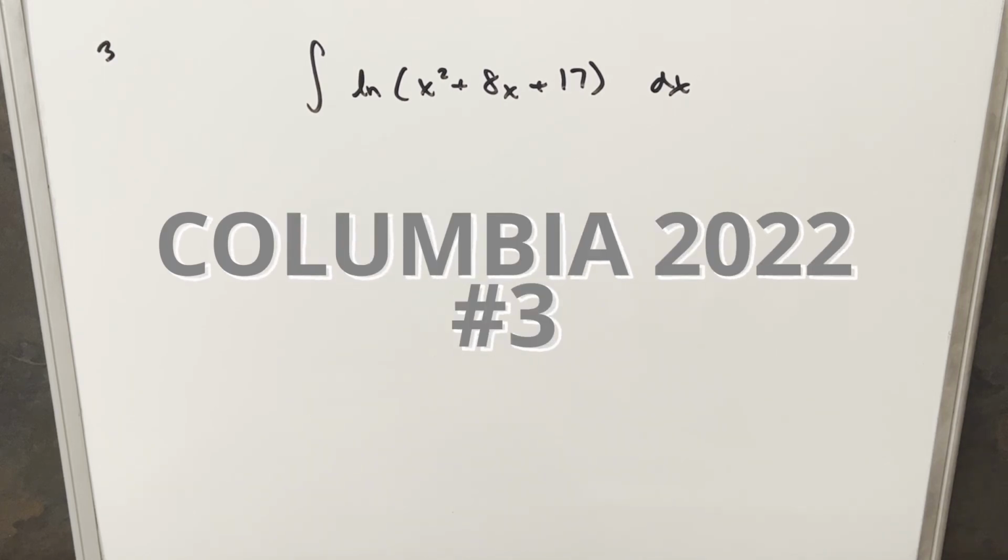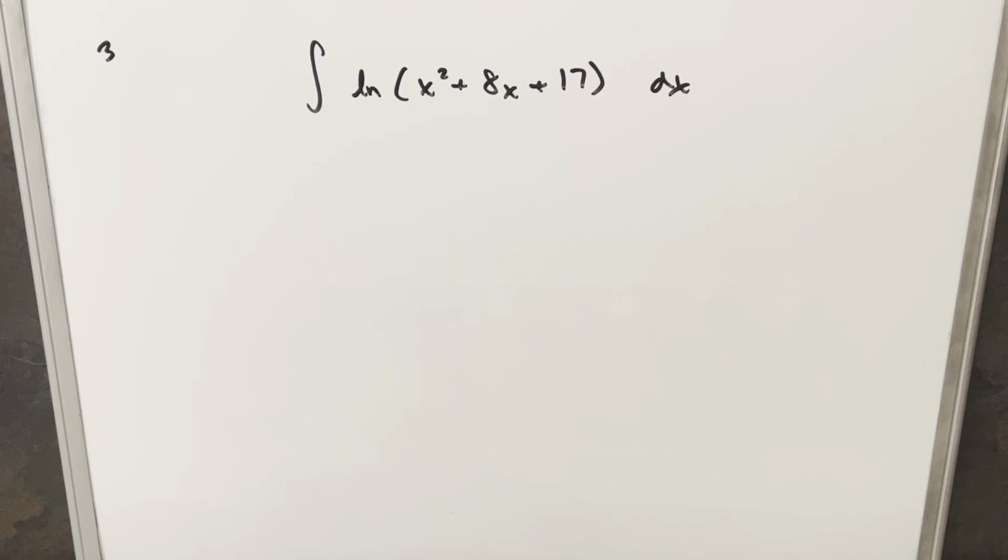Okay, we have here today another integral on the board. This one's from the Columbia Integration Bee 2022, problem number 3. We have the integral of natural log of x squared plus 8x plus 17 dx.